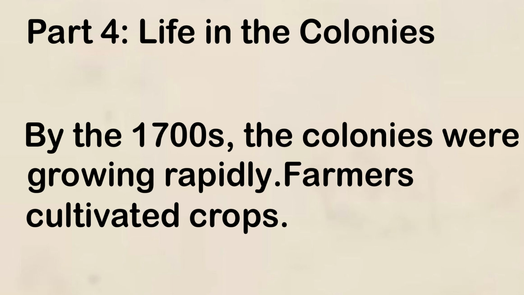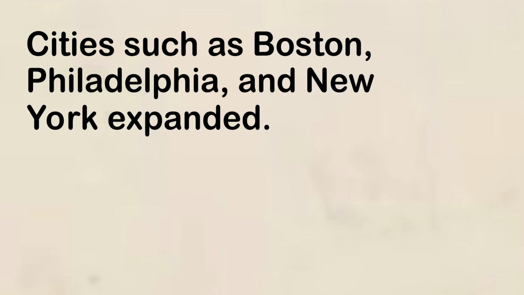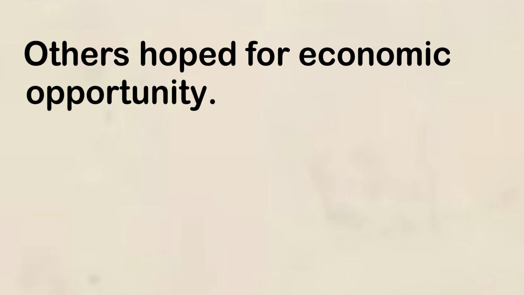By the 1700s, the colonies were growing rapidly. Farmers cultivated crops. Merchants traded goods across oceans. Cities such as Boston, Philadelphia, and New York expanded. People came from many backgrounds. Some sought religious freedom. Others hoped for economic opportunity.